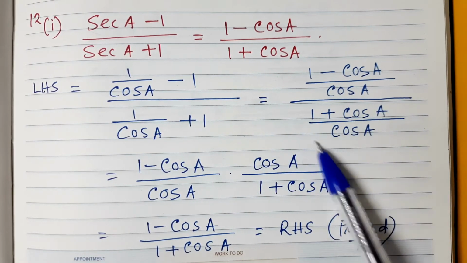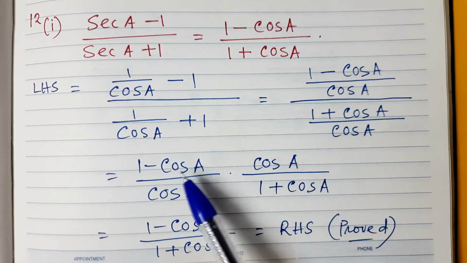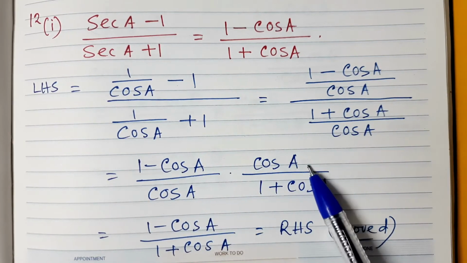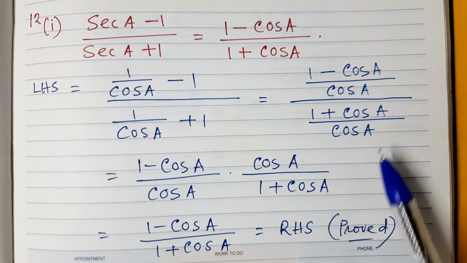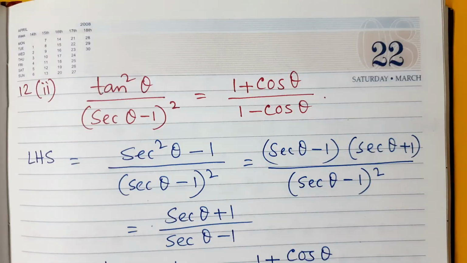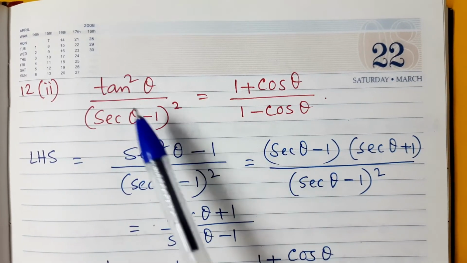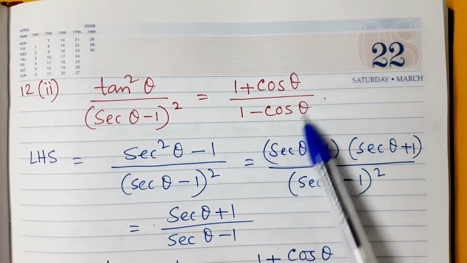Now this denominator will get flipped. So 1 minus cos A divided by cos A into cos A by 1 plus cos A. It is just flipping. So this cos A will get cancelled and you have the answer. Okay. So this is problem number 12 part 2. Left hand side is this and right hand side is this.